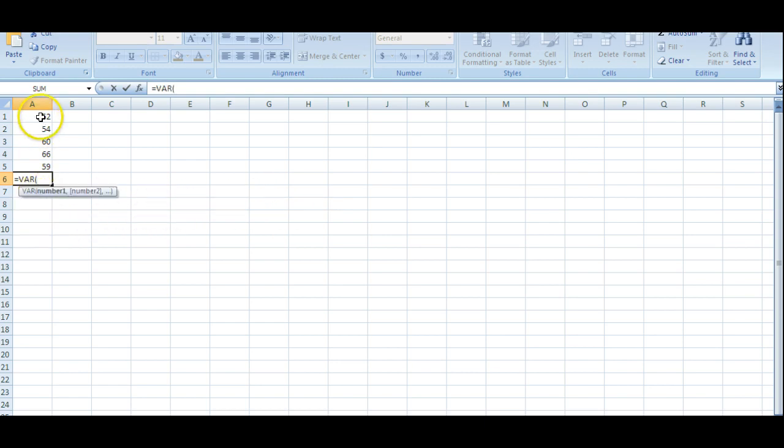Okay, and then you just highlight your data. I double click that, highlight my data, I press enter. There's my variance from the sample. So 30.2.